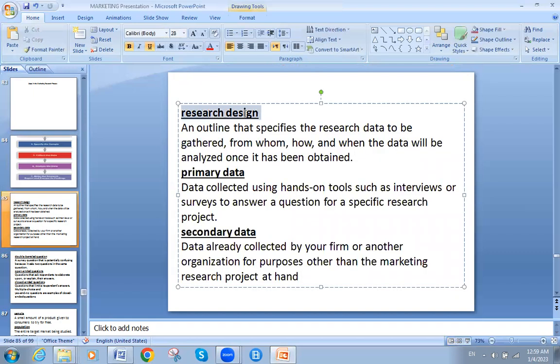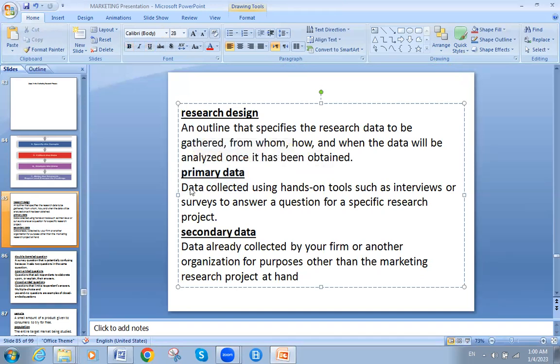We'll come to research design: the outline that specifies the research data to be gathered, from whom, how, and when, and how the data will be analyzed once it has been obtained. We have primary data and secondary data. What is the difference between them? Primary data is used when you don't have any other resources to get the information you need from the market. Your last resort is the primary data.